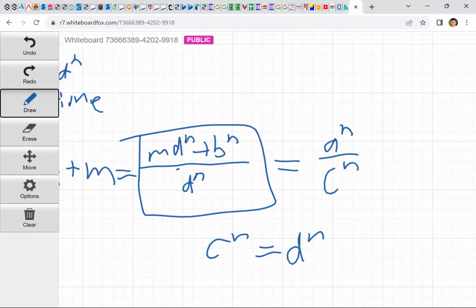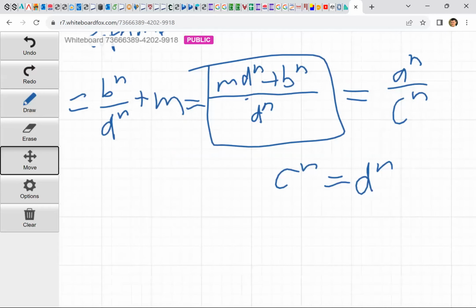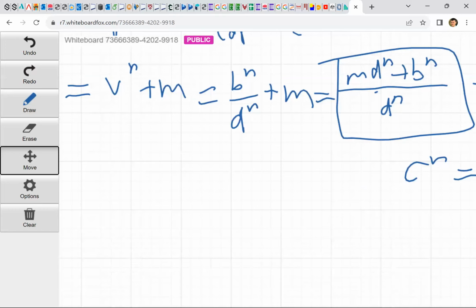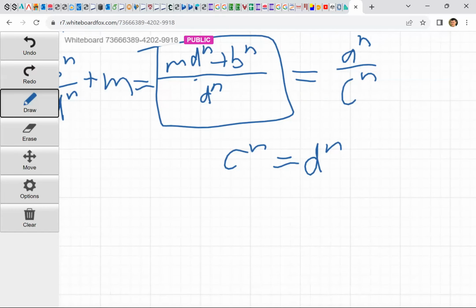Can you just find that? Well, I think it's well accepted. So it's well accepted, but I never proved it, so I don't know. Maybe that's something to do later. Alright, since c to the n equals d to the n, and everything's positive, so just c equals d.